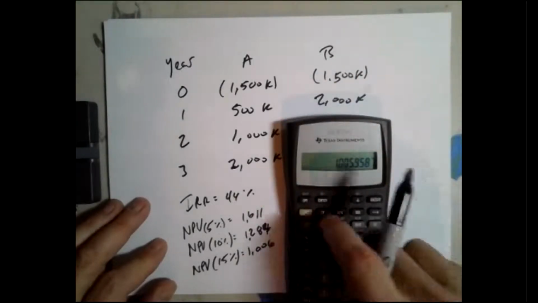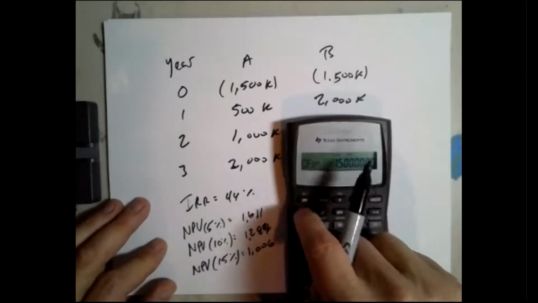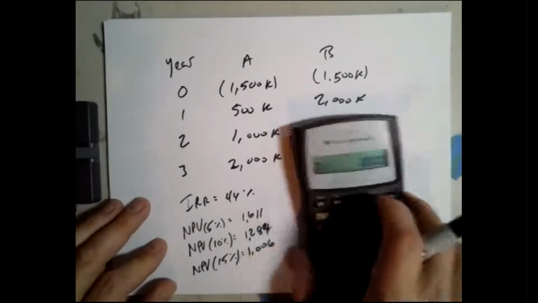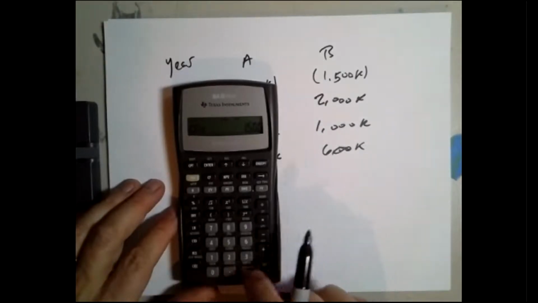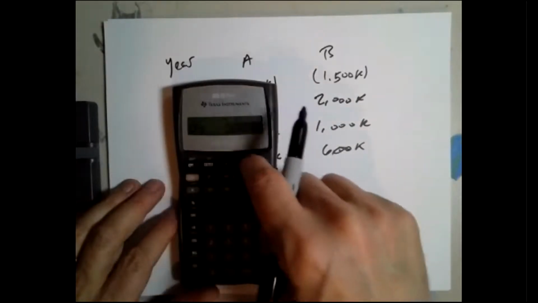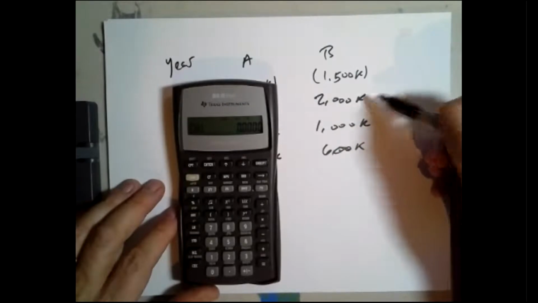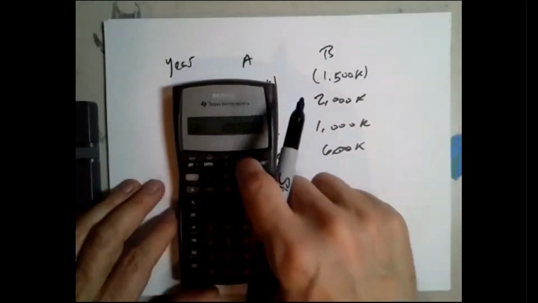So let's clear that. We go to the cash flow, hit second, and clear work. Now our cash flows are cleared. Let's do B. B starts with a $1,500 investment. Hit enter, scroll down. This first year is a $2,000 return. Enter, scroll down.